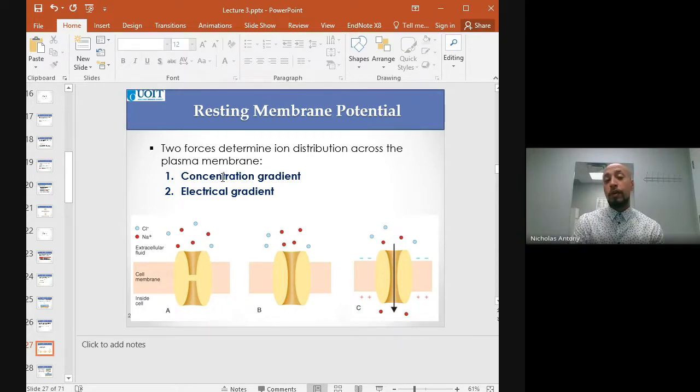So it's through the development of this change in the ions that we get an electrical and concentration gradient. This is our resting membrane potential. Does that make sense, everyone?